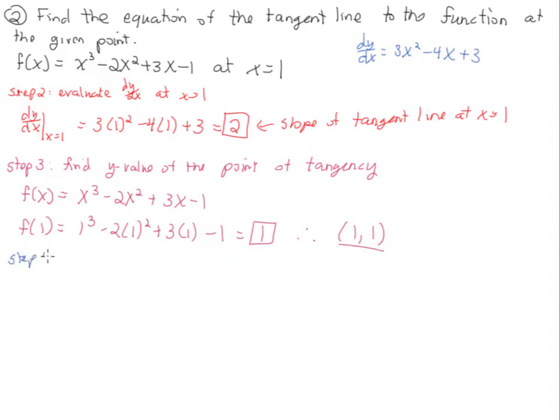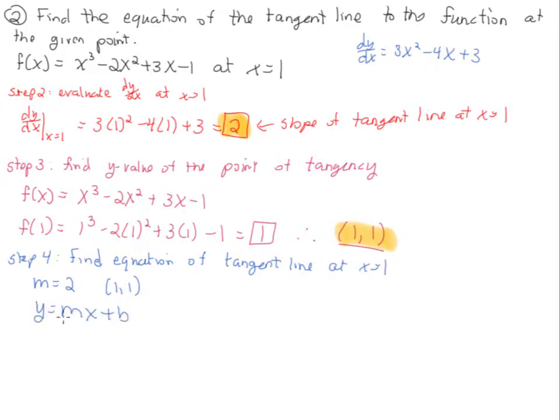Our step 4 in this type of problem is now to find the equation of the tangent line by using the slope we found in step 2 and the point we found in step 3. So my slope will be 2 and the point I'll be using is (1, 1). I'll plug this into y equals mx plus b. So y is 1, slope is 2, x is 1. I'm going to solve this equation for b. I get b is equal to negative 1. That means the equation of my tangent line is y equals 2x minus 1.